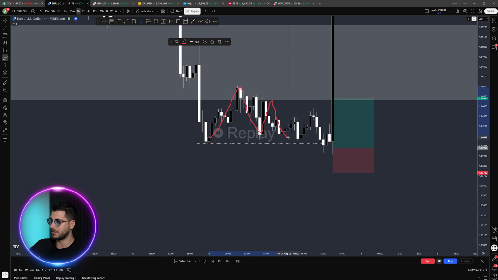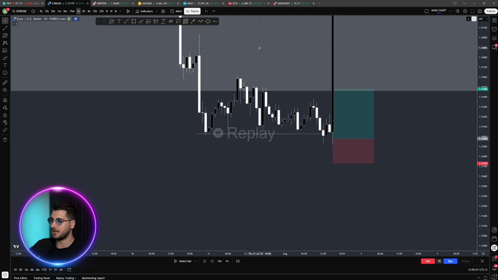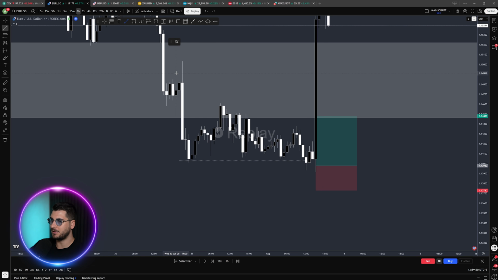We started to create a nice range. Now price was looking like it's being set up to go long. We've been building liquidity right here, trendline liquidity. So now what I'm waiting for is for that buy position, my last chance to take buys. I'm waiting for liquidity to be taken.